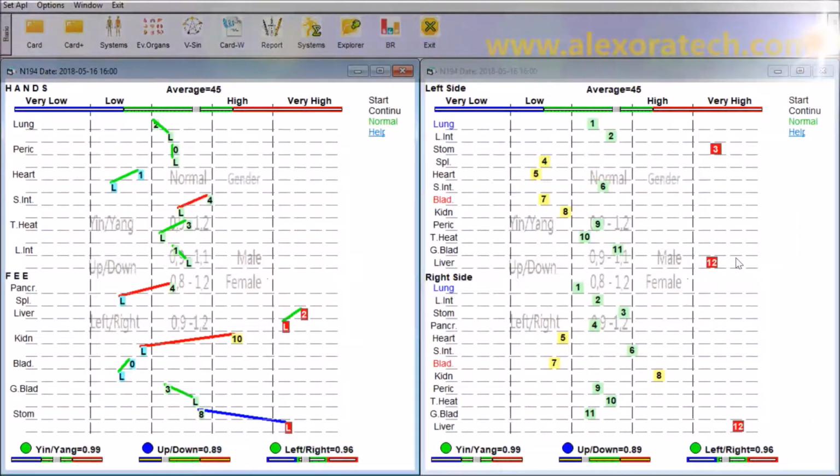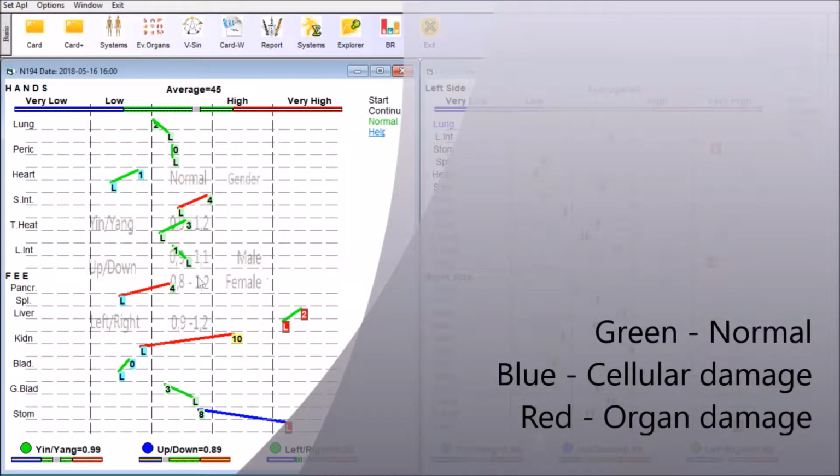Card Plus. Now, in combination with the Card Plus, why I wanted to show this is because the vectors which are green are normal. The ones that are blue are cellular damage. If they're already red, that's organ damage. So why is it important?